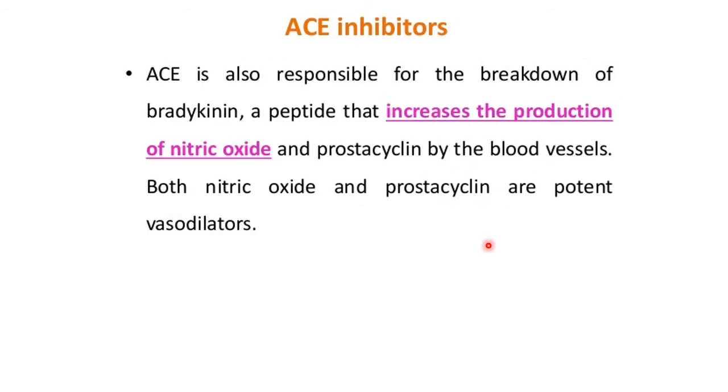I have told you the second pathway that the ACE is responsible for, that is of bradykinin, and this bradykinin increases the production of nitric oxide and prostacyclin. The prostacyclin is a prostaglandin, and the nitric oxide and the prostacyclin are vasodilators, so they will decrease the peripheral vascular resistance. As a result, there will be a decrease in blood pressure. I have told you that the blood pressure is equal to cardiac output multiplied by peripheral vascular resistance. If any component decreases, there will be a decrease in the blood pressure.